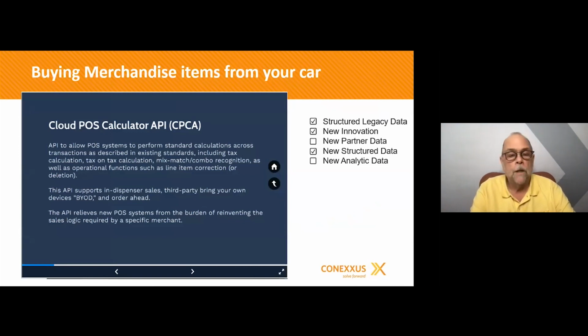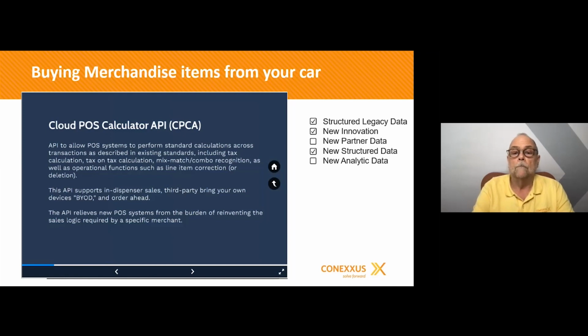This is sort of an innovative or an out there one, but we're already working on it, Cloud POS Calculator. The Cloud POS Calculator makes it possible to sell items just like you would at your POS inside. You can support all kinds of things like tax on tax calculation, mix match combo. It also supports alternative devices. For instance, you probably don't want to program all of that mix match combo stuff into your gas pump. You also probably don't want to program all of that in detail into your bring your own device, like a customer handheld device coming in. These are high dollar development efforts that the Cloud POS Calculator keeps us out of.